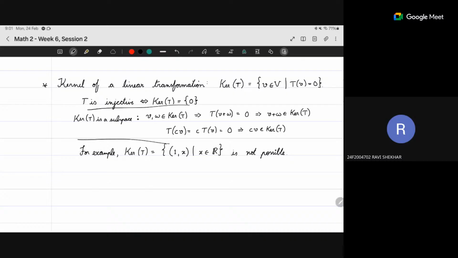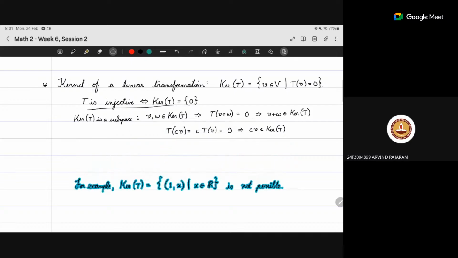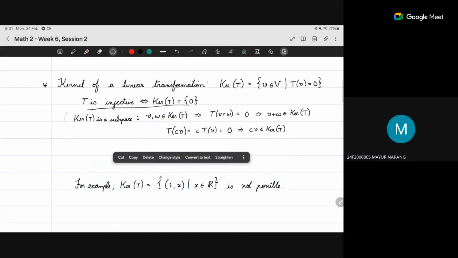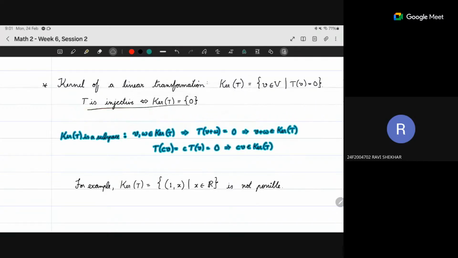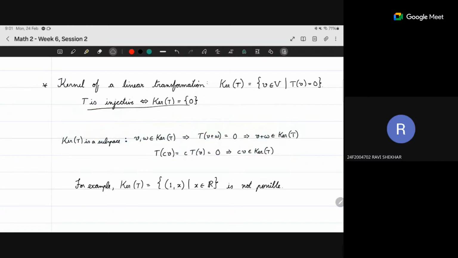Maybe there should have been some spaces between these sentences. Do you understand this sentence? Yes, sir. Understood. So does it mean that any linear combination of all such vectors is not going to give us 0, 0? Of what vectors? 1 comma x? 1 comma x cannot be the kernel because it doesn't contain 0, 0 in the first place, right? Yes. So if the first place is 0, then it could be a kernel of some transformation.